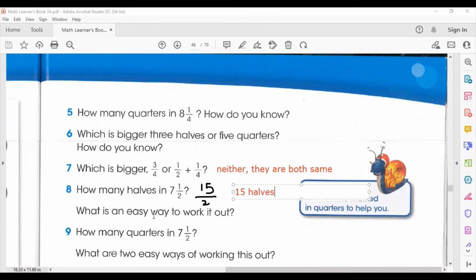What is an easy way to work it out? Easy way, just change the mixed number into a fraction. This is the easy way to find the answer. Question number 8 finished, now number 9. How many quarters? Now we need to change half into quarter, because we have half here. We need to change it into quarter. Then we can solve it.